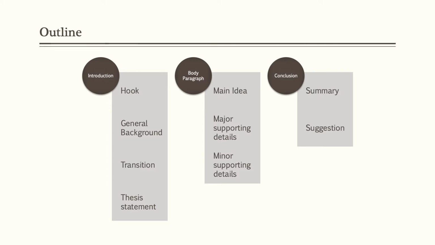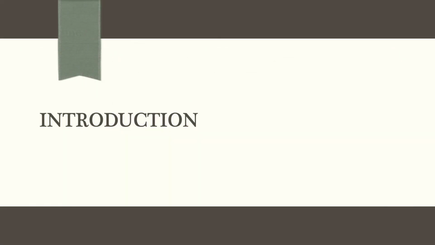Here is the layout of my essay where I begin with an introduction which consists of a hook, the general background, a transition, and a thesis statement. Then I have three body paragraphs which include the main ideas along with the major and minor supporting details. And finally, I move to the conclusion, which includes a summary of the points mentioned before and a suggestion on how the matter can be resolved or improved. Let's begin with the introduction here.